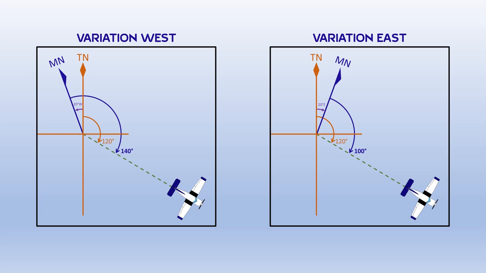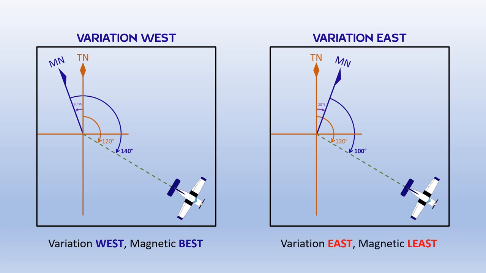In the first situation, when we have variation west, magnetic track has a larger value than true track. Whereas, in the second situation, we have variation east, magnetic track has a smaller value than true track. Thus, we can derive a rule. Variation west, magnetic best. Variation east, magnetic least.